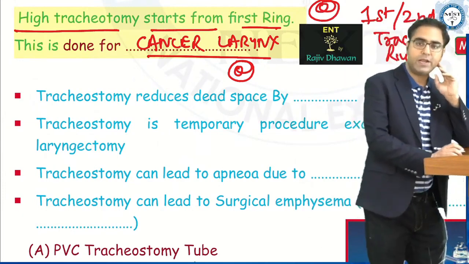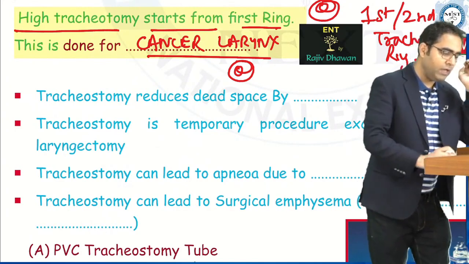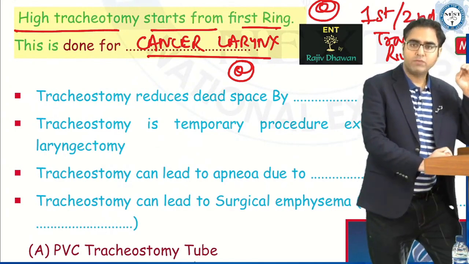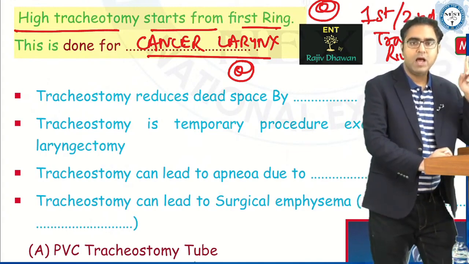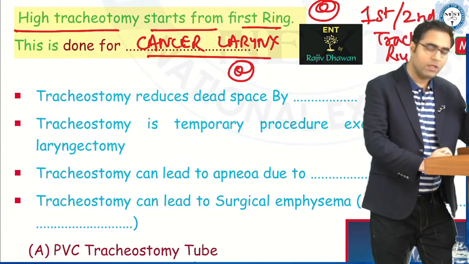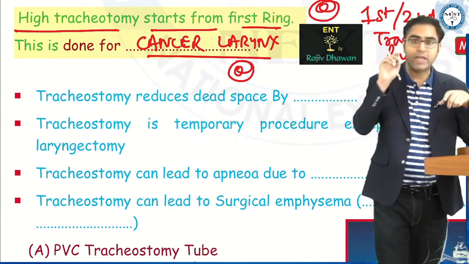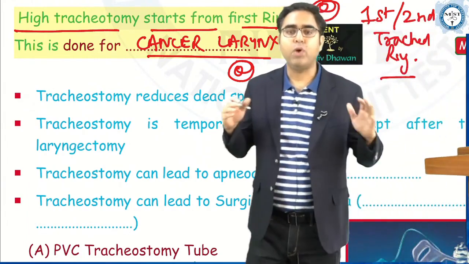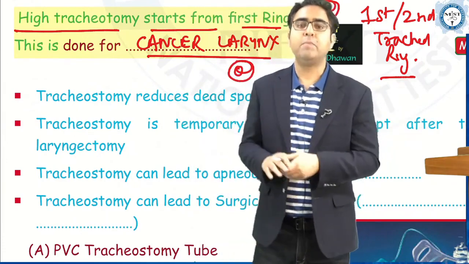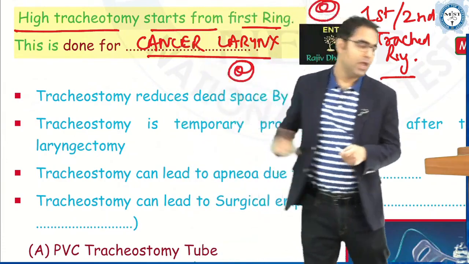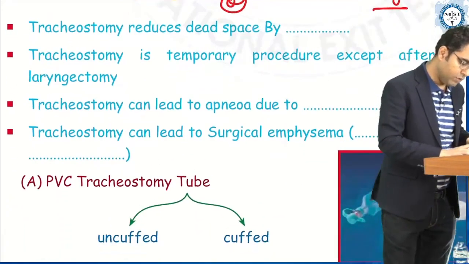Normal tracheostomy is mid tracheostomy, done at the second and third tracheal ring. High tracheostomy starts from the first ring, and is done for cancer larynx, beta. Am I clear, beta? High is at the first and second tracheal ring, and mid is at the second and third. 99.99% of tracheostomies are done at the second and third tracheal ring, but in cancer larynx we do high tracheostomy at the first and second tracheal ring. Am I clear? Now, next question.